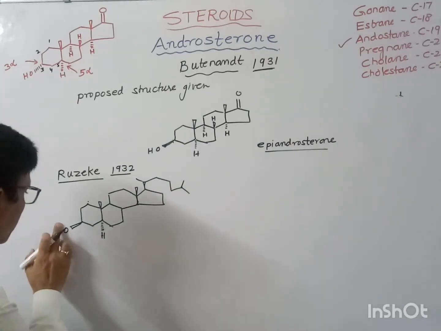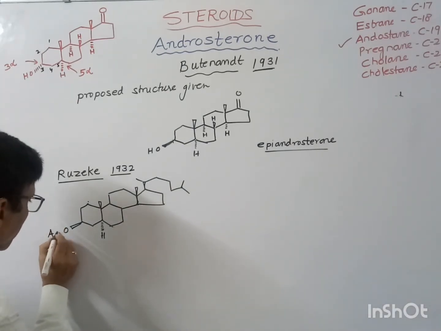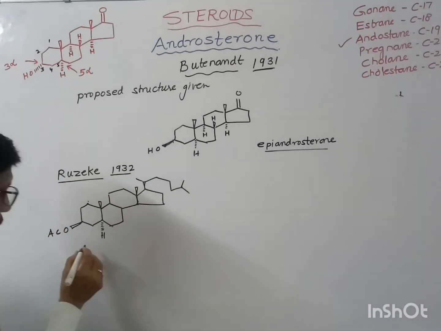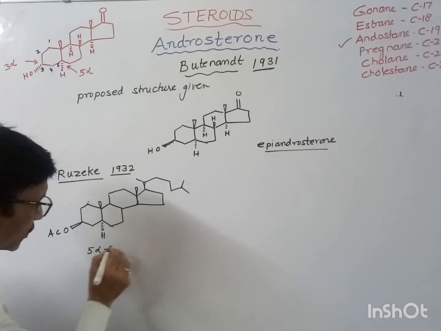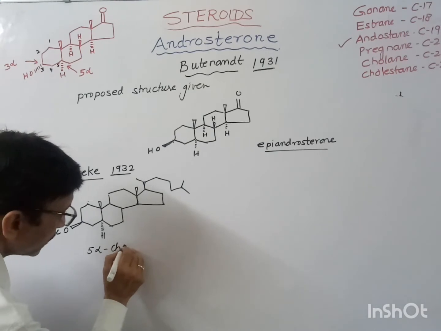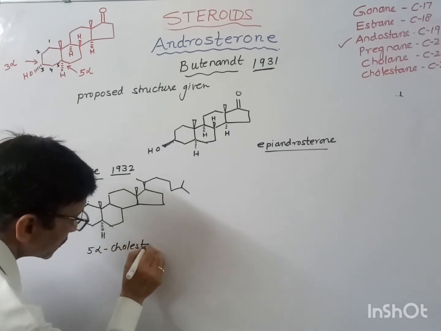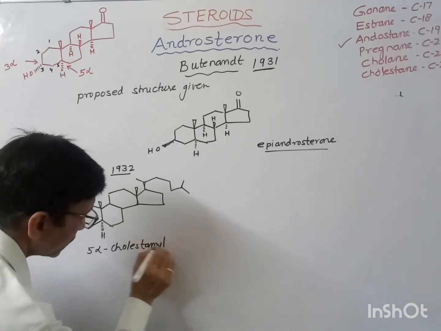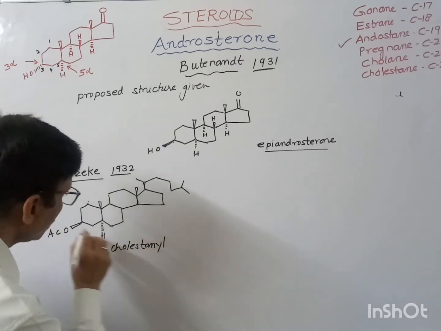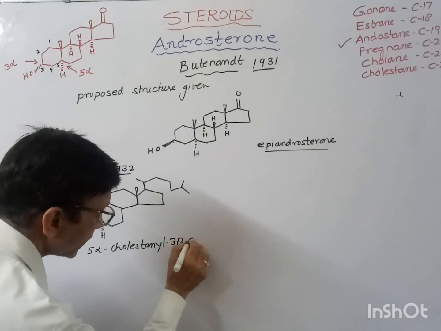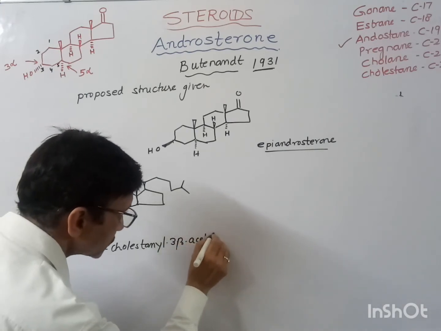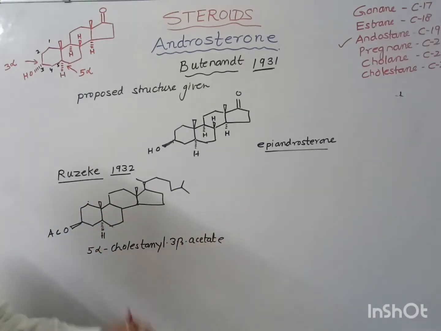Okay, so this is 5 alpha cholestanol 3 beta. So this is the 3 beta acetate. This is 5 alpha cholestanol 3 beta acetate.